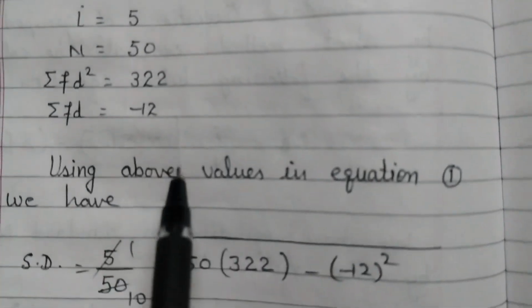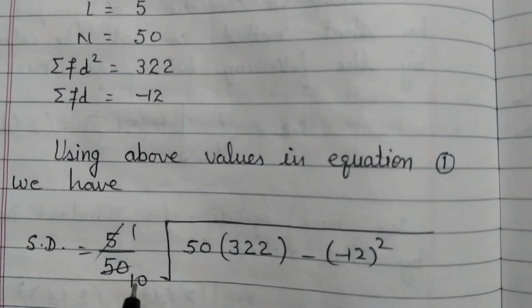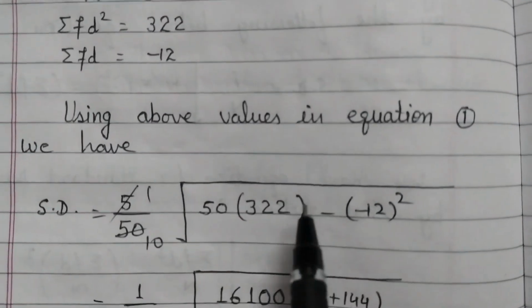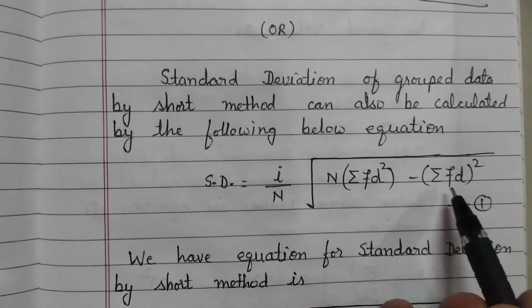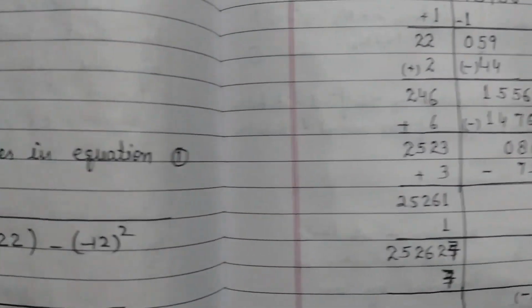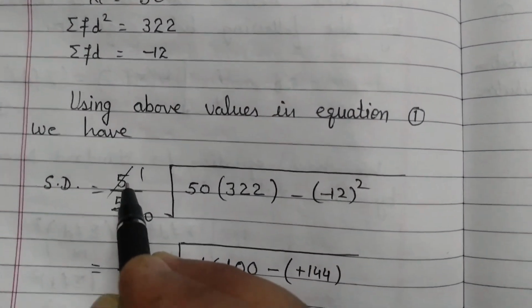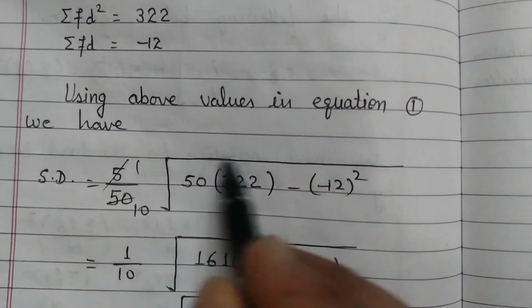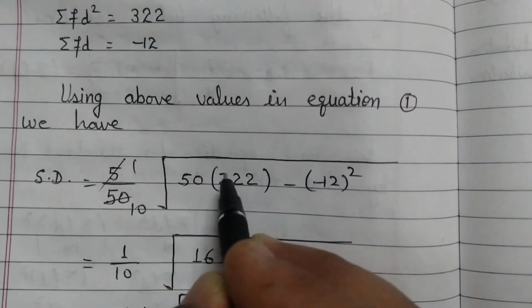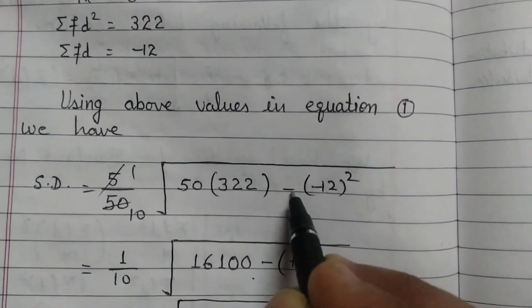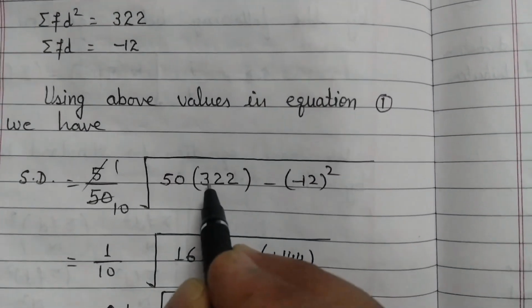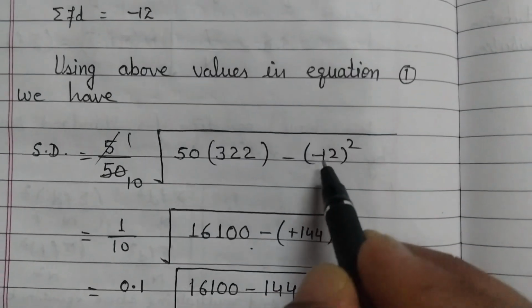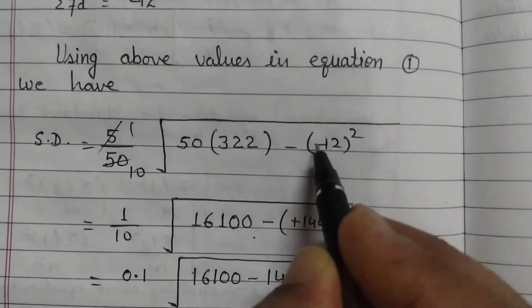Now using these four values in equation 1. This is equation 1. Now I by n, that is 5 by 50, square root of n summation fd square minus summation fd whole square. So 50 times 322 minus 12 square. 12 square is 144, and minus of square is plus.